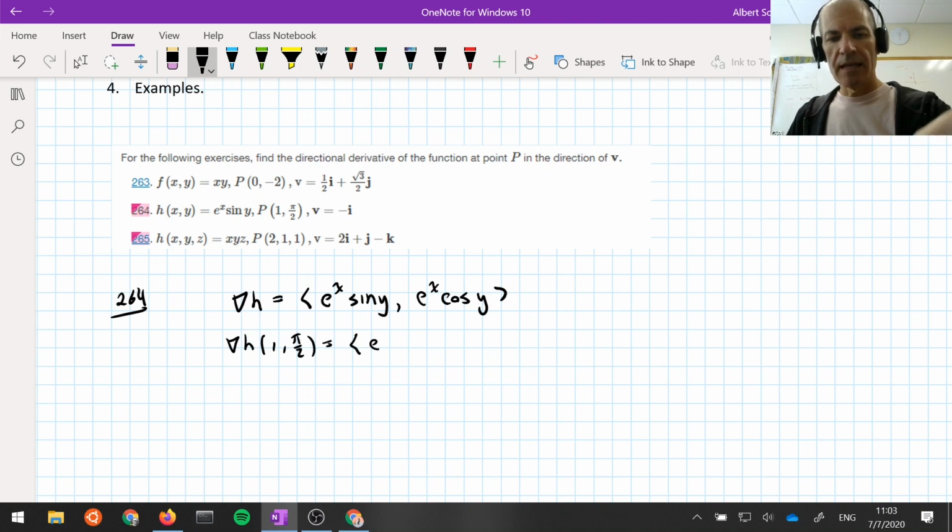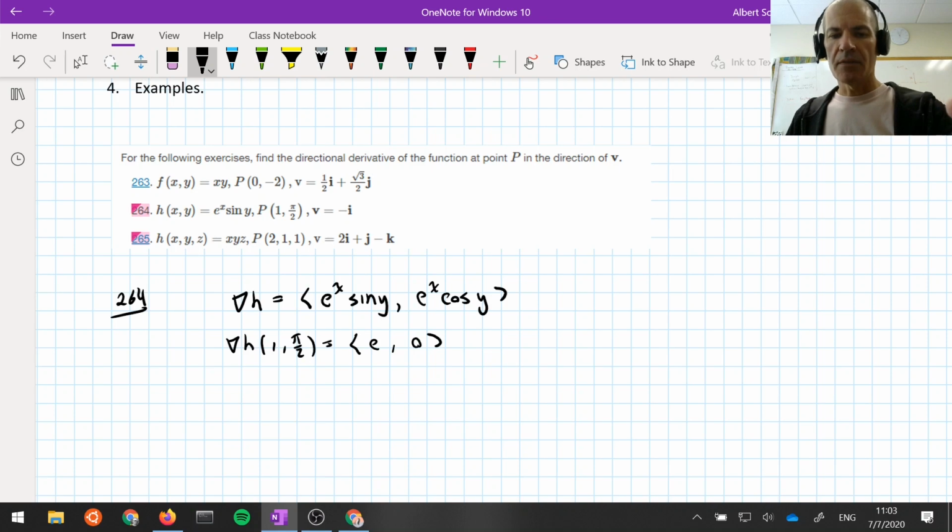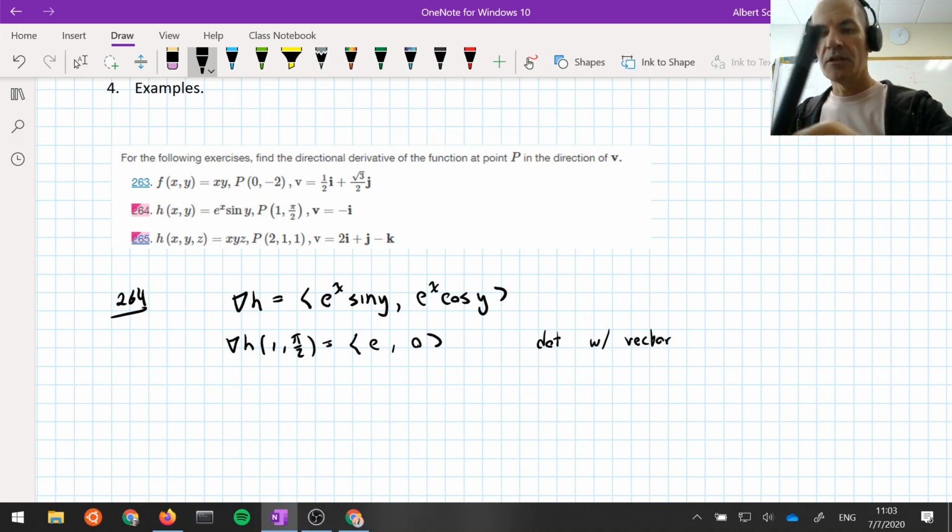When x is 1, we get e. When y is pi over 2, the sine of pi over 2 is 1. Again, e. And then the cosine of pi over 2 is 0. So this nets out to 0, and that is the gradient of the function h at the point 1, pi over 2. To compute the directional derivative, we need to dot this with a vector, a unit vector, sorry, in the v direction.